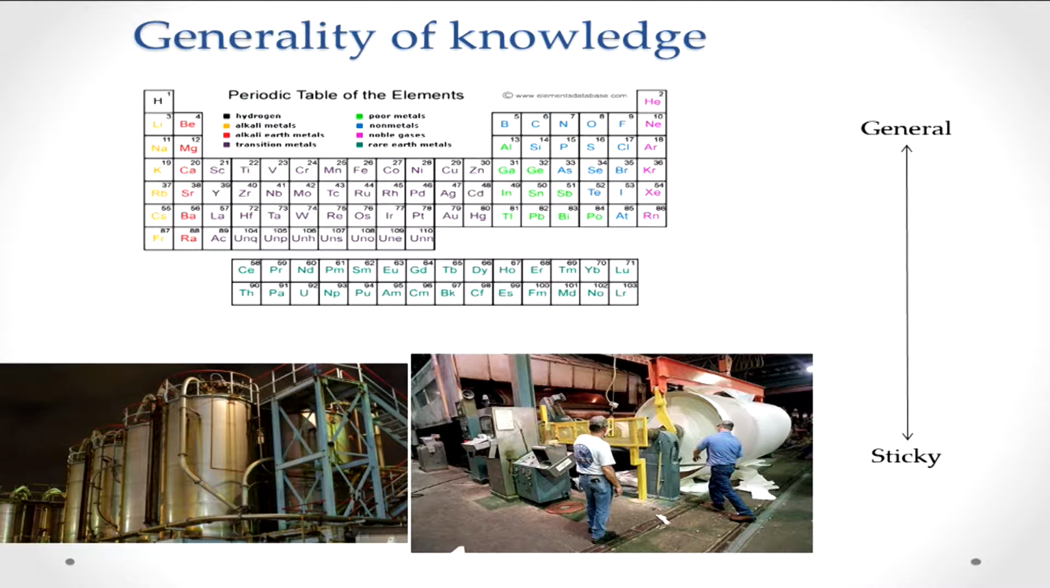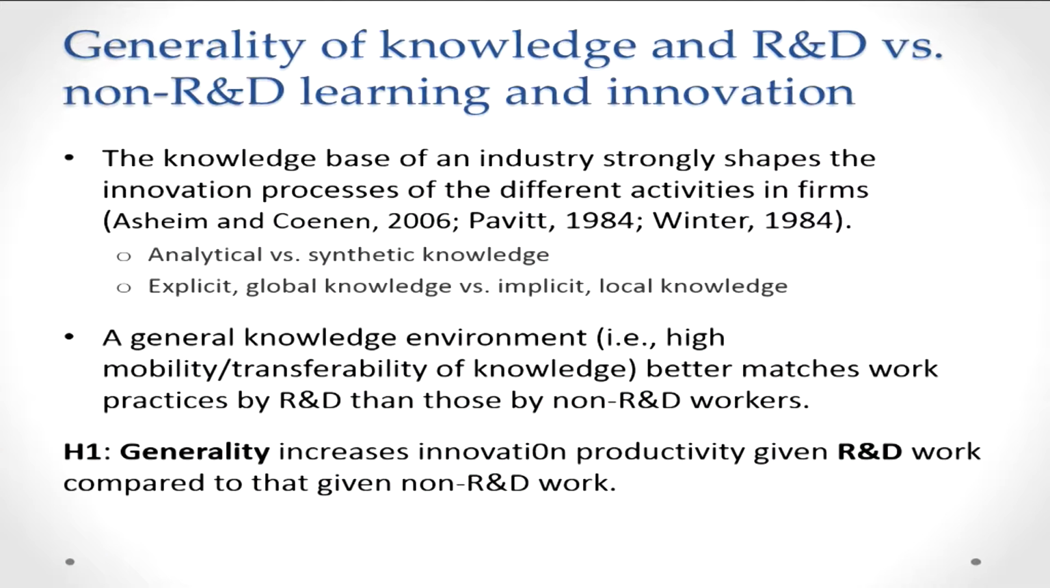The two dimensions we look at are the generality of the knowledge and the visibility of the knowledge. In terms of generality, you can think of the periodic table as a canonical example of a generalized version of knowledge that's applicable in all places and all times. And then if you actually looked at a chemical factory or a paper plant, this is an example of very sticky, embedded application of knowledge. So the argument here is that to the extent the knowledge base of an industry is more general, more mobile, more abstracted, the relative rates of innovation between the R&D parts of the organization and non-R&D parts of the organization will favor the R&D.